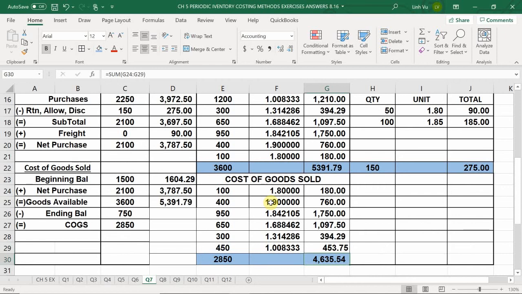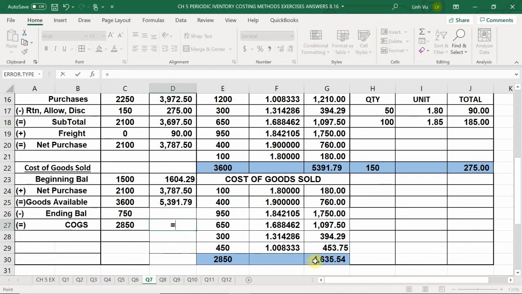Okay. So there you go. That's the total amount that I'm going to sell, which is a total of $4,635.54. So therefore, what is going to be my ending inventory? $756.21. Okay.